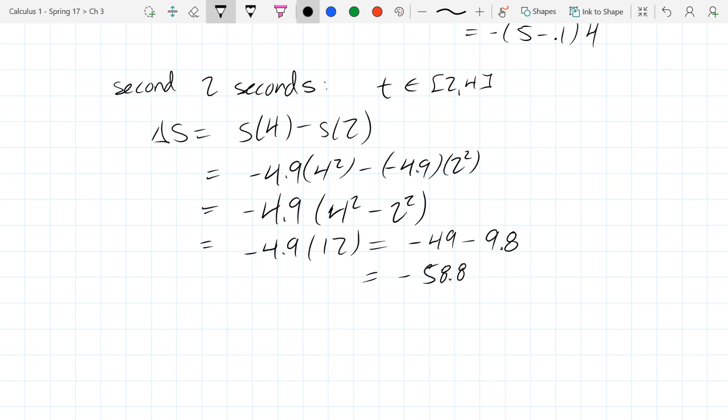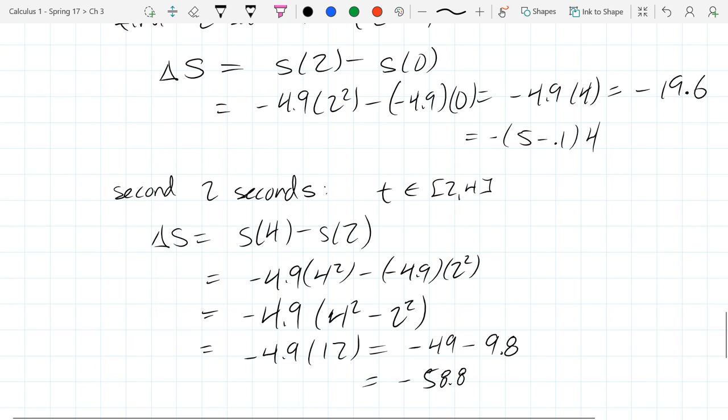All right, so it fell quite a bit more, about triple the amount in the second 2 seconds compared to the first 2 seconds. So that means it's going a lot faster. And that should make a lot of sense. When you first drop something, it doesn't go too quickly, and the longer it's falling for, it starts to go quite a bit faster. So let's look at some velocities, speed, and acceleration.